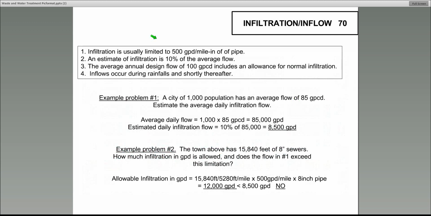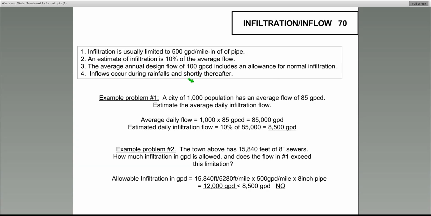Okay, here's an infiltration inflow problem. Infiltration is usually limited to 500 gallons per day per mile inch of pipe. And it depends on what size, the diameter in inches, the pipe would be. An estimate of infiltration is 10% of the average flow. The average annual design flow of 100 gallons per capita per day includes an allowance for a normal infiltration. The inflows occur during rainfall and shortly thereafter.